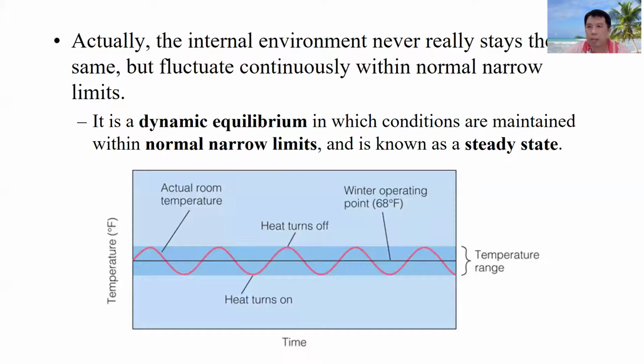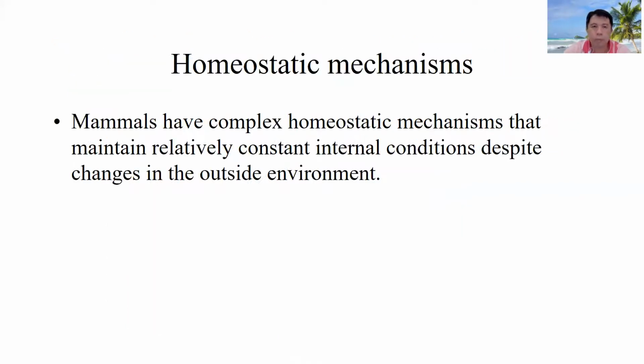So it is a dynamic equilibrium, as an analogous example. That means up, down, within the normal narrow limit. So it is considered homeostasis, and it is known as a steady state here. Mammals have complex homeostatic mechanisms that maintain relatively constant internal conditions despite changes in the outside environment.